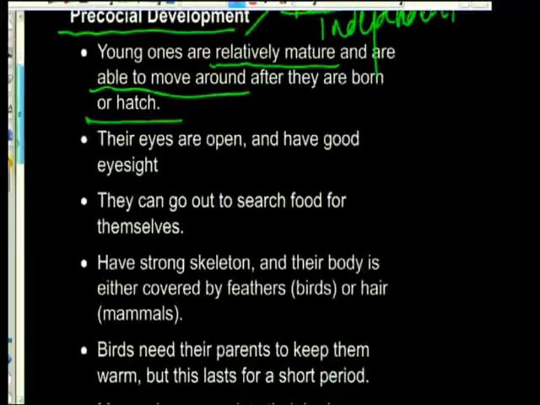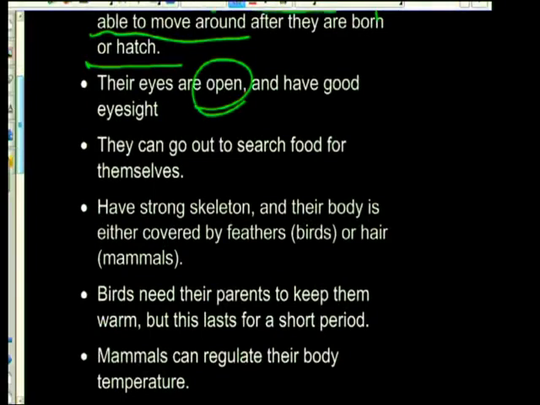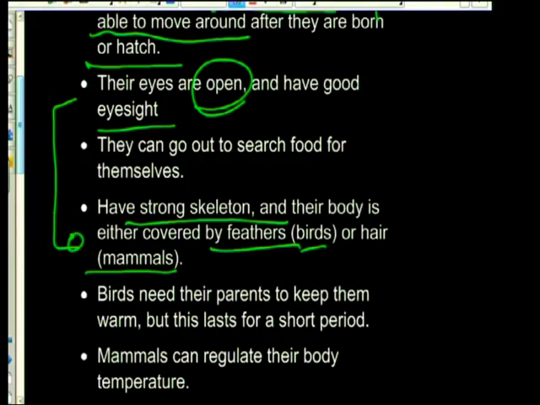And we look further at them. Their eyes are generally open and they have a good eyesight. They also have a strong skeleton, and the body is either covered by feathers in birds or hair in mammals. Notice I skipped one bullet because I felt those two go together. Now we go back there. They can, because of these factors, the strong skeleton, the eyesight is good, they can go out and search for food on their own if they have to.